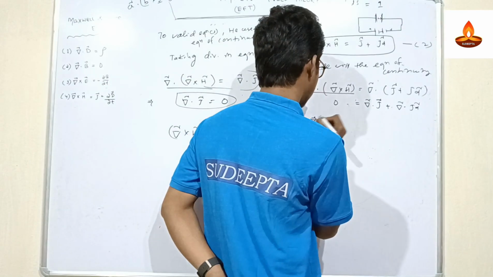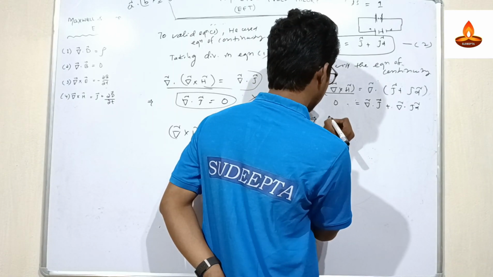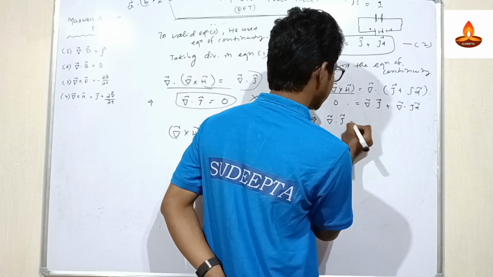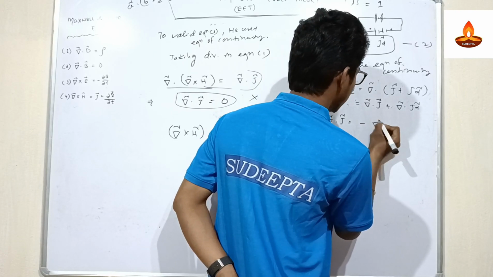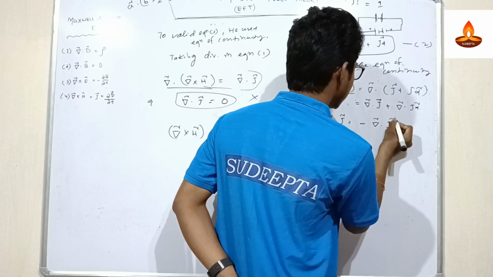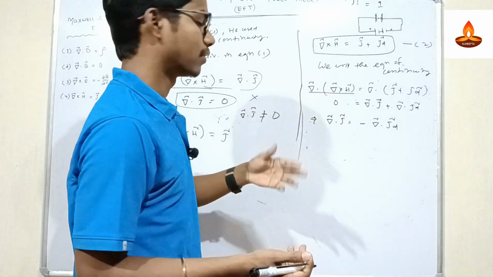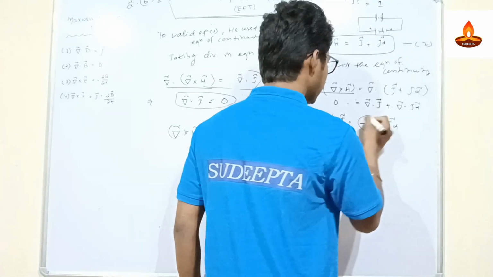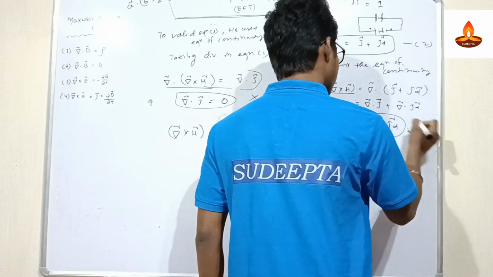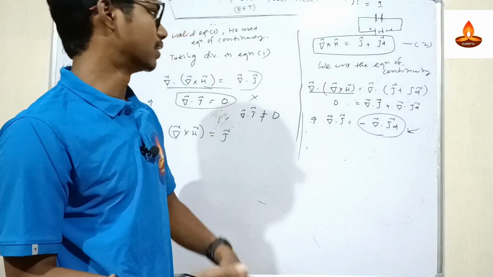That implies divergence of J is equal to minus divergence of JD. So we notice here that divergence of J is not equal to 0. It is minus divergence of JD. That means this equation is verified. This means equation 2 is established and valid.